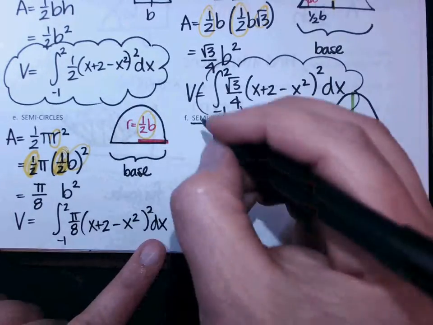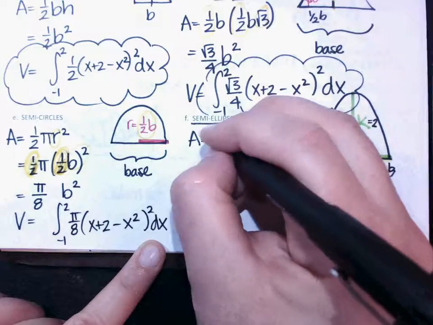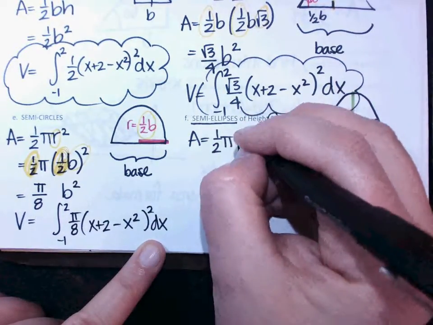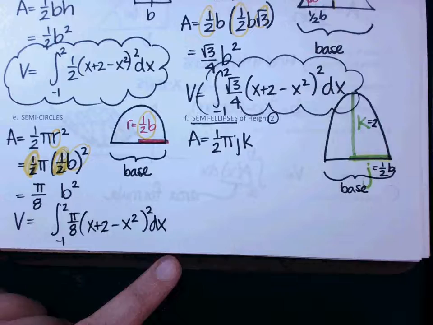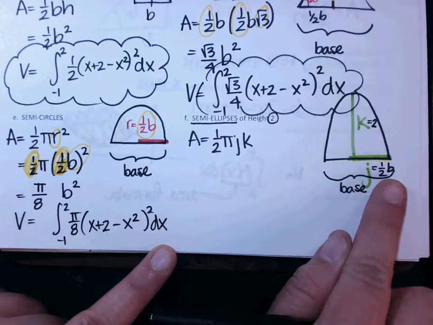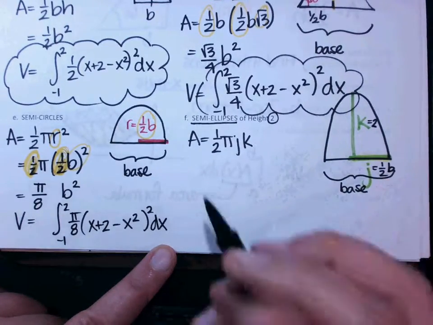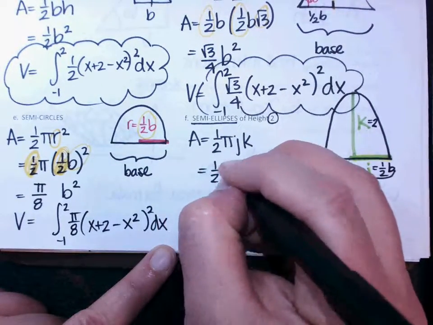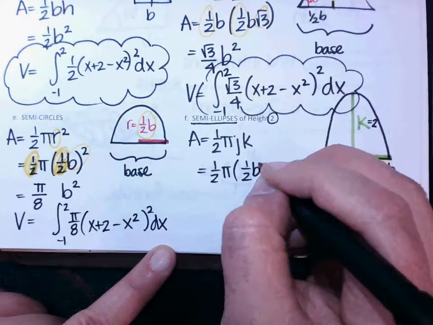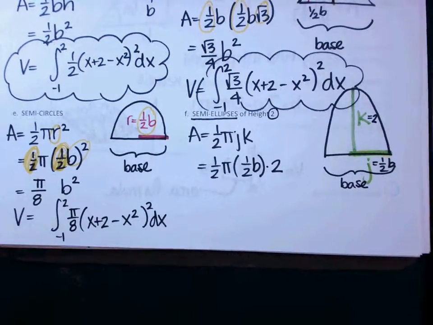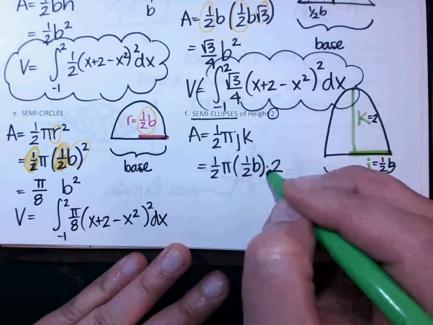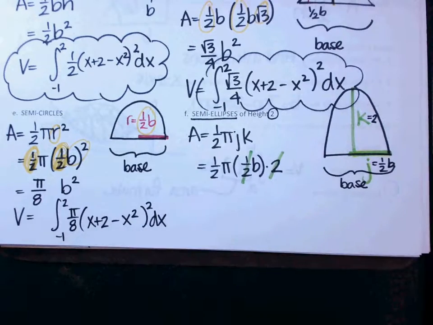So then when I set up my area, remember it's 1/2 pi jk. And then my j is what? 1/2 half of the base. What's my k? So it'd be 1/2 pi, 1/2 b, times 2. And then what will happen there to make that one a little bit easier? So it'd be 1/4 times 2. Before I do that, what's half of 2? They just cross out. Or you could just put a 1/2 in the front, either way. The half and the 2 just cross out with each other.